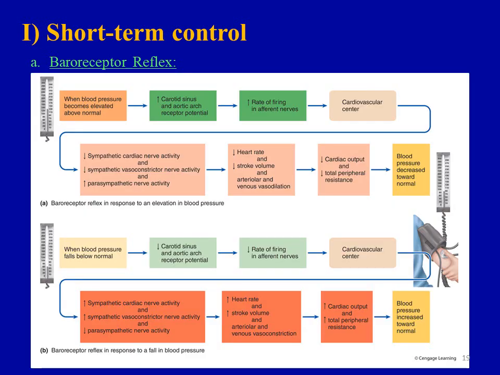Here we have a summary of all the explanation. When the blood pressure increases, what happens to decrease blood pressure back to normal, and also the opposite. When blood pressure falls below normal or we have hypotension, the sequence of events that will happen to increase blood pressure back to normal.